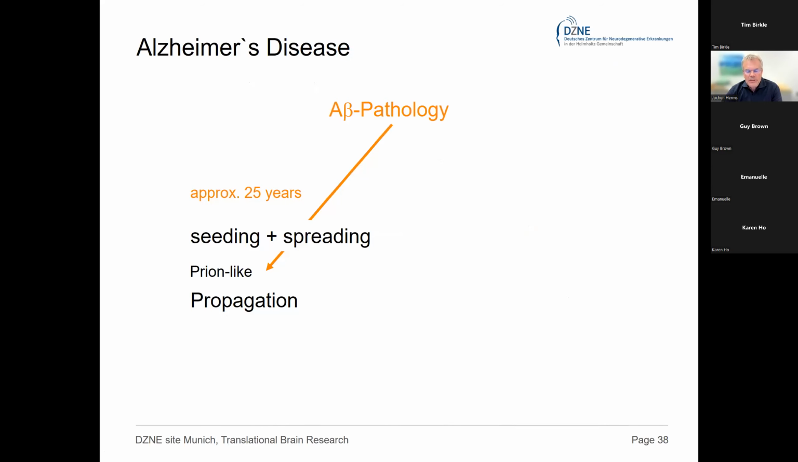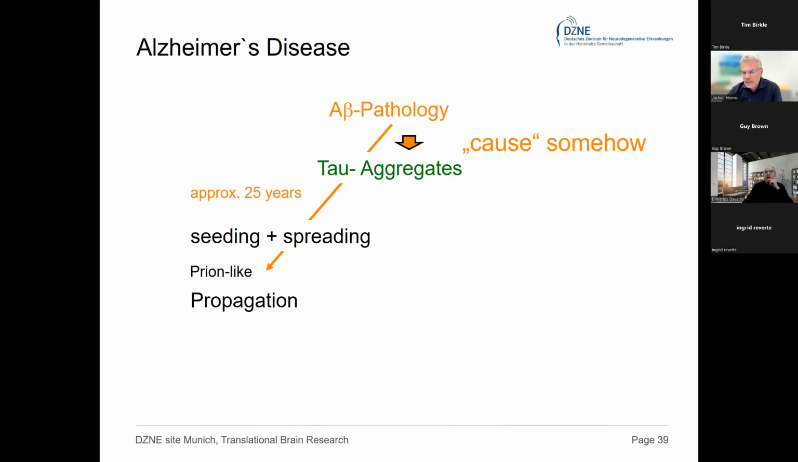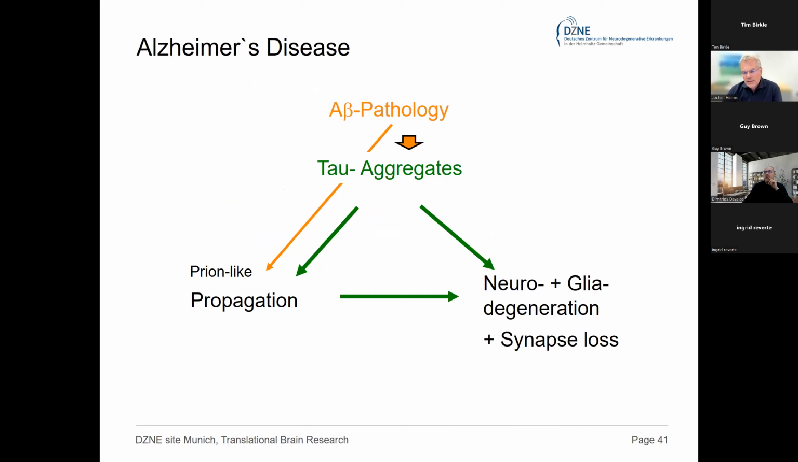However, pathology, like tau, has a prion protein-like propagation. It takes longer than the tau propagation, or of course much longer than the propagation of the prion protein. And somehow it causes the tau aggregates, which also spread throughout the brain. And the tau pathology is the cause of the neurodegeneration and the synapse loss.